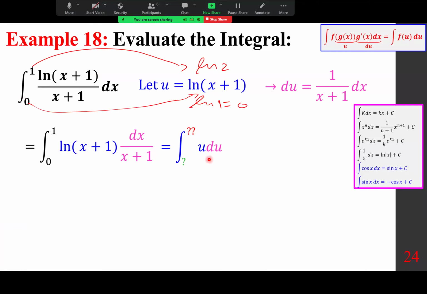As you know, the integral of u is half of u squared. And we're going to go from ln 1, which is 0, to ln 2. This has no bearing. When you put ln 2, the final answer becomes half of (ln 2) squared. And you keep it as such because it's an exact answer.